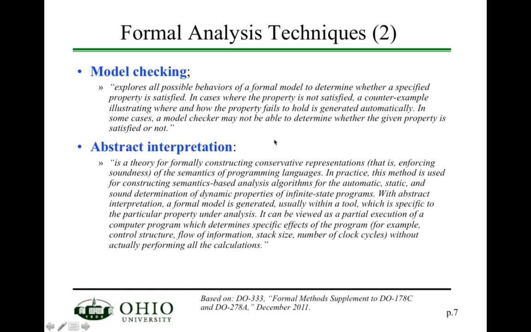The last one is abstract interpretation. Here we try to come up with a conservative representation, which is also very formal, of the programming language semantics. Then we use that formal representation to show certain properties or certain things that you intended to have in your program, like data flow, control flow, number of cycles it takes to execute, worst case execution time, etc., etc.